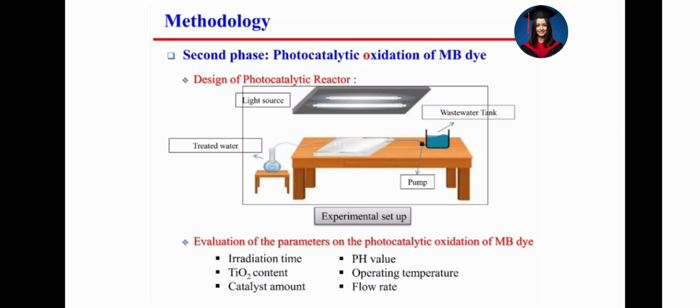Design of the photocatalytic reactor consists of this. This is a simple diagram which represents the design of the photocatalytic reactor. We require a light source, a wastewater tank which contains wastewater, treatment of that in the presence of photocatalyst, and treated water, that is clean water. This is the experimental setup. Evaluation of parameters on the photocatalytic oxidation of MB dye: irradiation time, TiO2 content, catalyst amount, pH value, operating temperature, and flow rate.